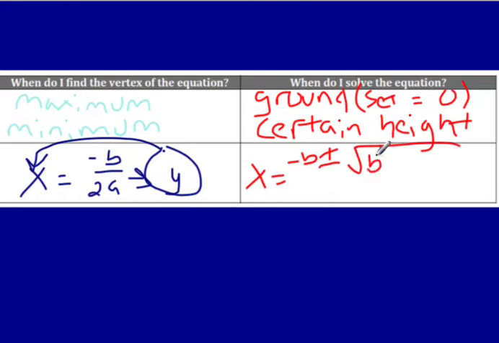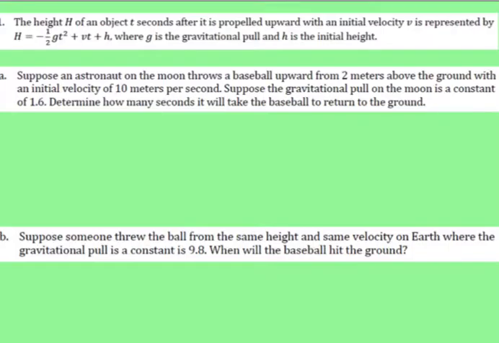Now remember that the quadratic formula is also the same as using the zero product property. The quadratic formula will always work on the word problems, but unfortunately sometimes the zero product property will not. So just keep in mind that if the zero product property does not work, you do need to try that quadratic formula. So let's go ahead and take a look at number 1.